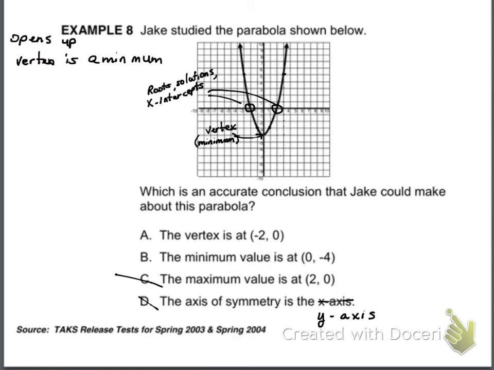The minimum is at 0, -4, which seems to be true. And the vertex is not at -2, 0. What's at -2, 0? It's not a vertex. It's a solution or a root. So watch what they're asking you, because there was something at -2, 0. It just wasn't a vertex.